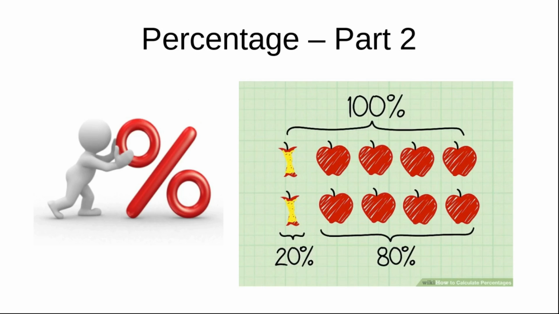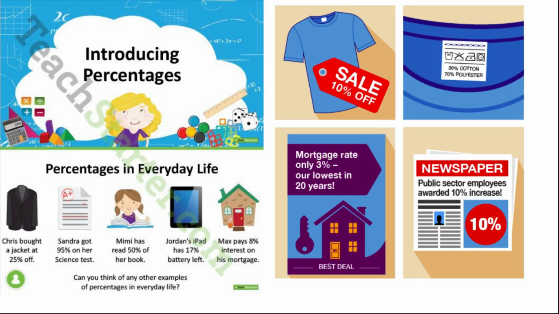First understand it, get to know exactly what percentage is and where it is used. 20% is written, and then still 80% of the apples are remaining. So this is the basic concept, the very simple way to understand what exactly percentage is and where it is used. We'll go through a few more applications of percentage.